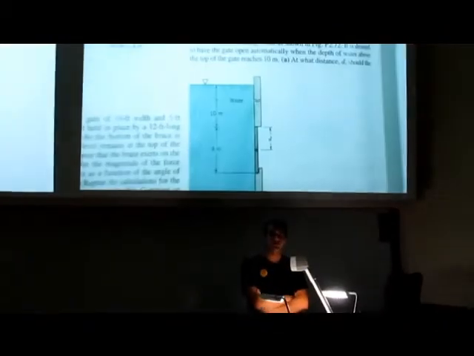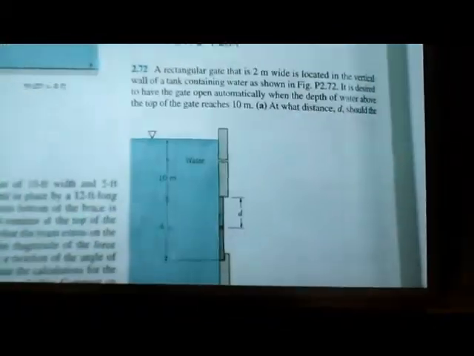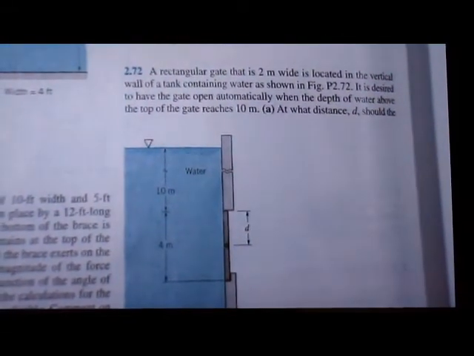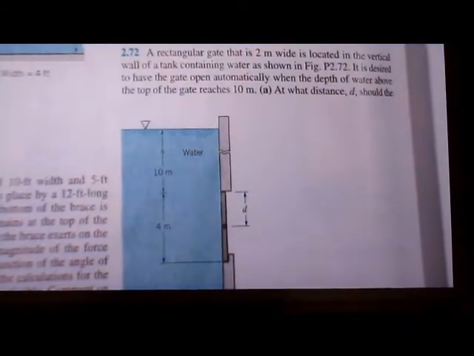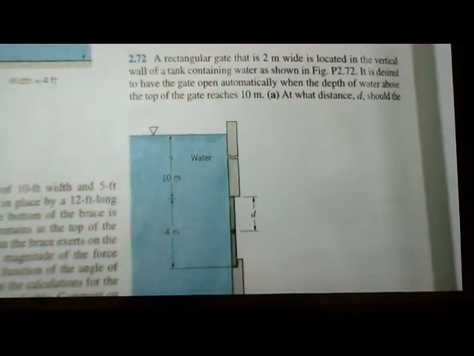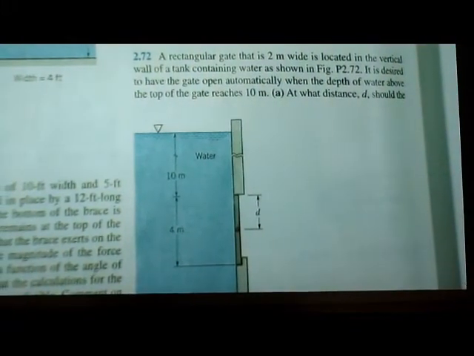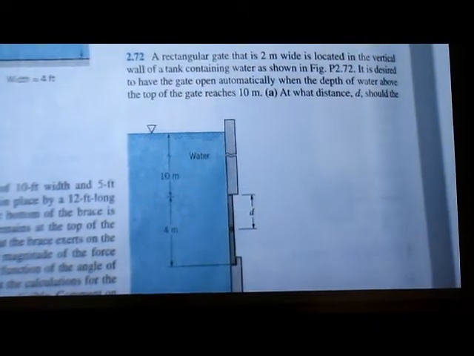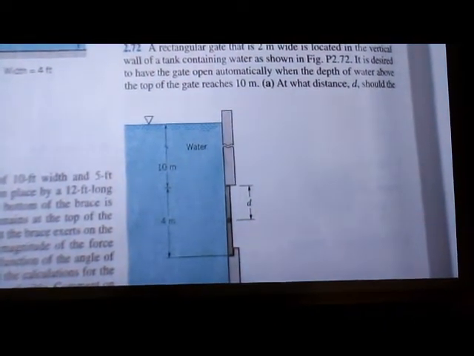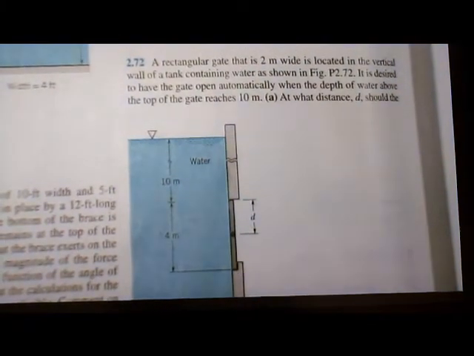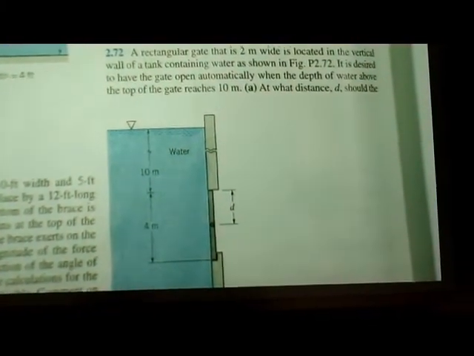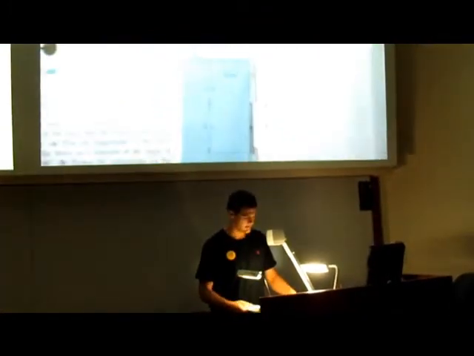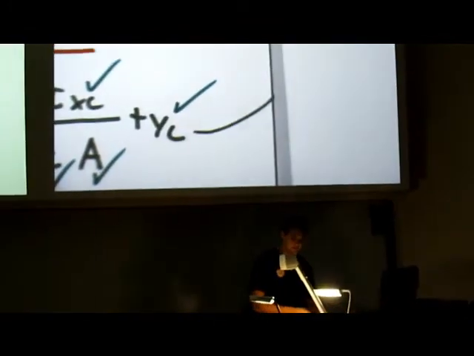First problem is 2.72 from the book. As you can read here, the problem reads: a rectangular gate that is 2 meters wide is located in the vertical wall of a tank containing water as shown. It is desired to have the gate open automatically when the depth of water above the top of the gate reaches 10 meters. At what distance, D, should the frictionless horizontal shaft be located on which the gate turns? And what is the magnitude of the force on the gate when it opens? So we're finding two variables here.